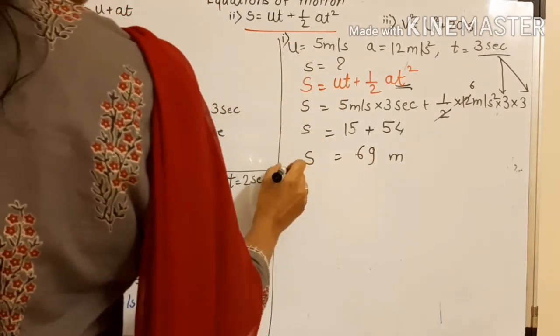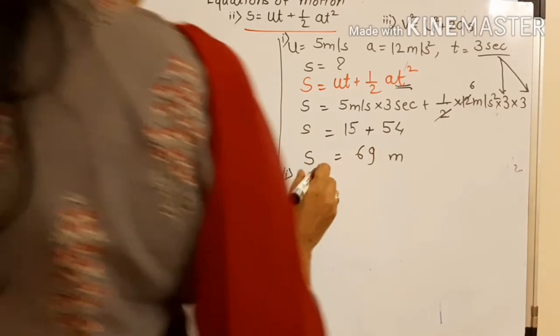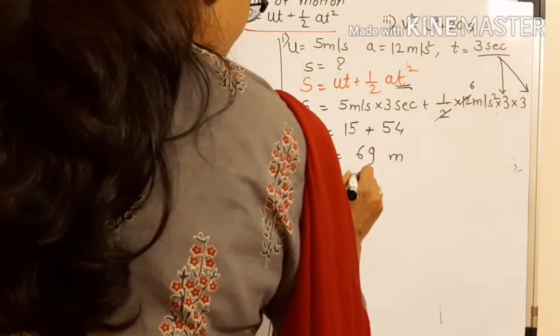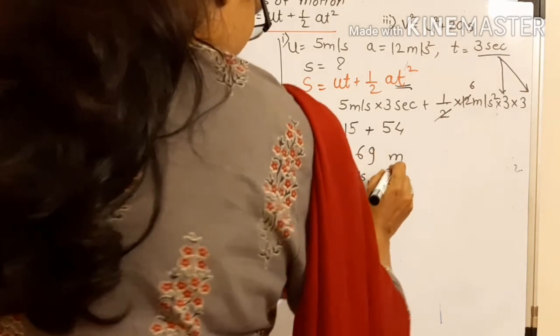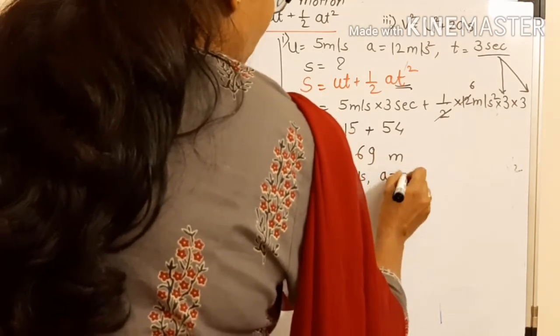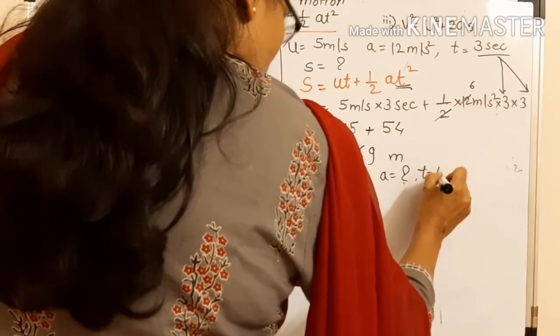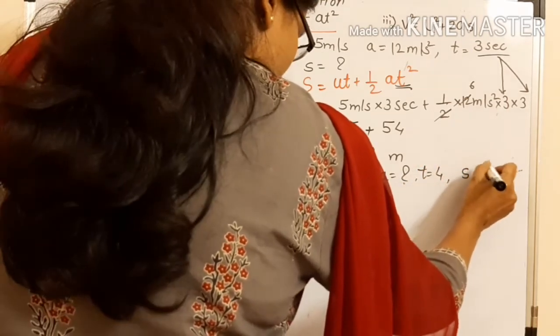Second row, in second row u is given 7 meter per second. a, you have to find what is a. Time t is given 4 and s is given 92.